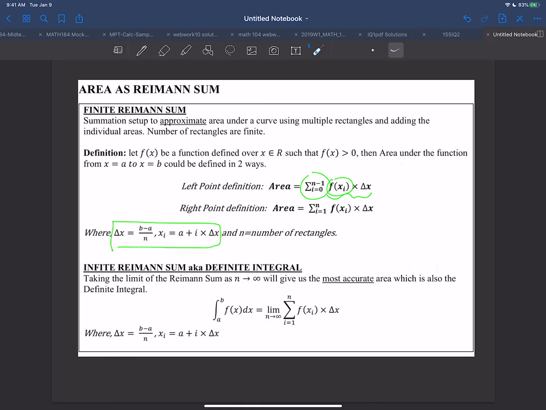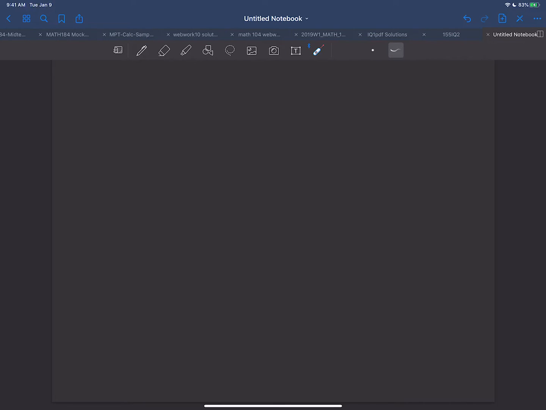The next thing is the infinite Riemann sum. What Riemann saw is that the more rectangles you use, the better the approximation gets. And using that fact, he thought, why don't I just take this whole thing and take its limit, as you did in the previous course, as n goes to infinity. That is called the infinite Riemann sum. So how do we modify this whole thing that we already learned?